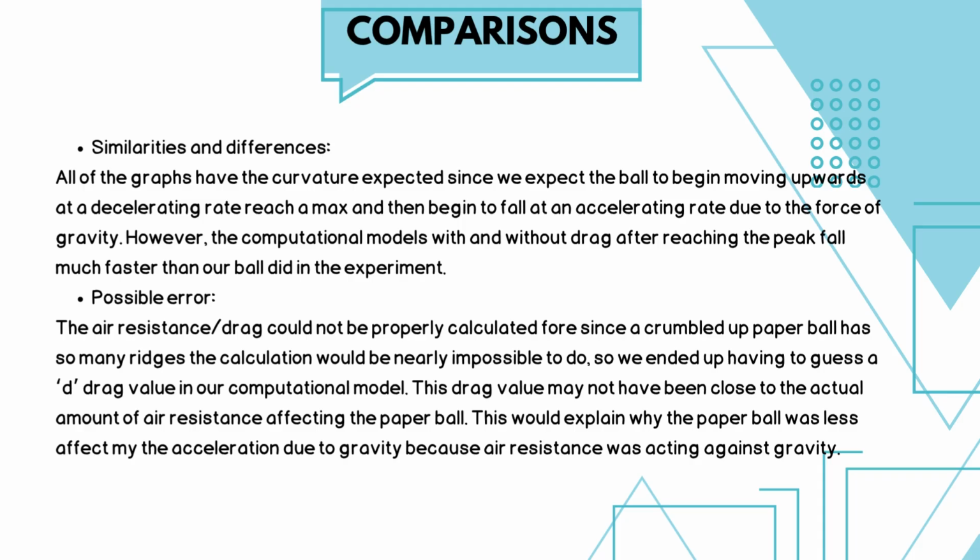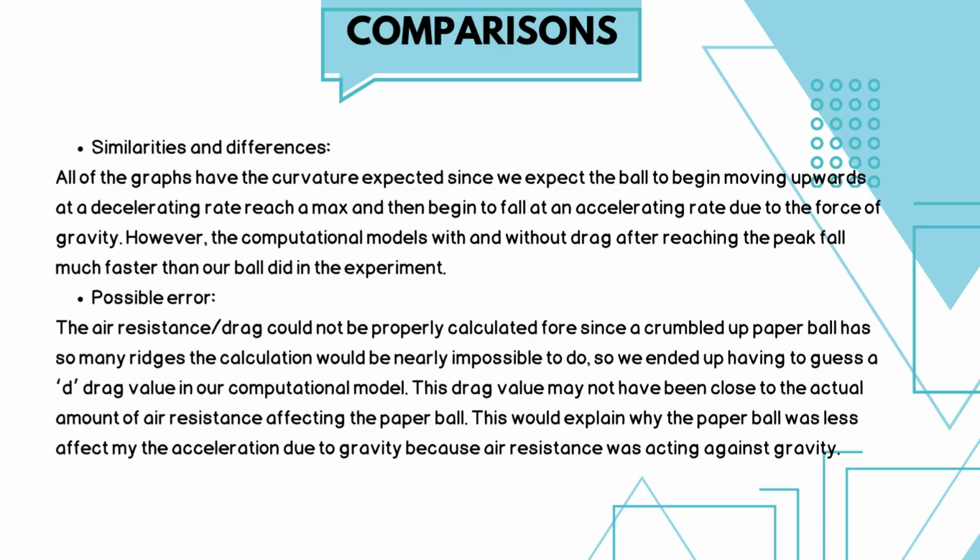So all of the graphs have the curvature expected, since we expected the ball to begin moving upwards at a decelerating rate and reach a max and then fall at an accelerating rate due to the force of gravity. However, the computational models with and without drag, after reaching the peak, fall much faster than our ball did in the experiment.